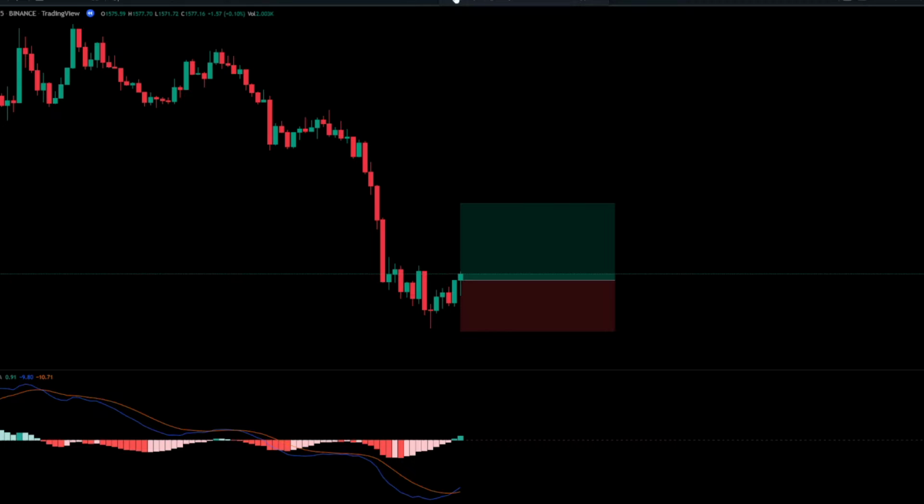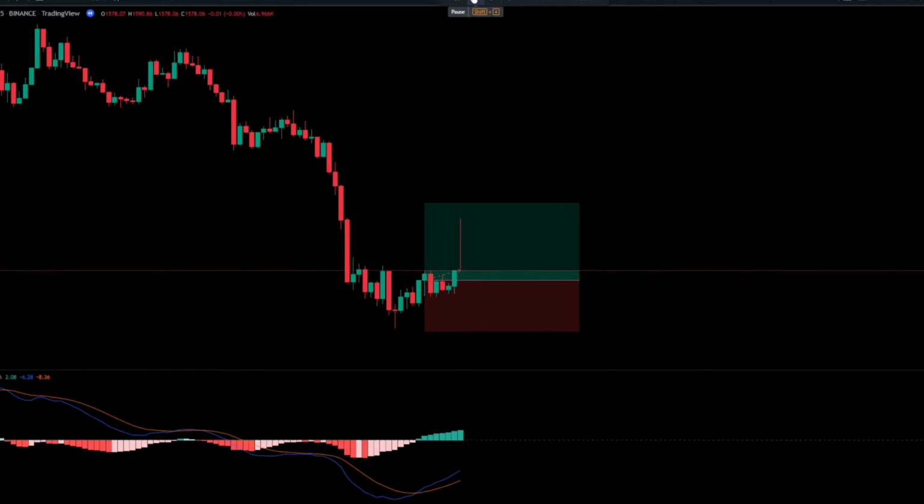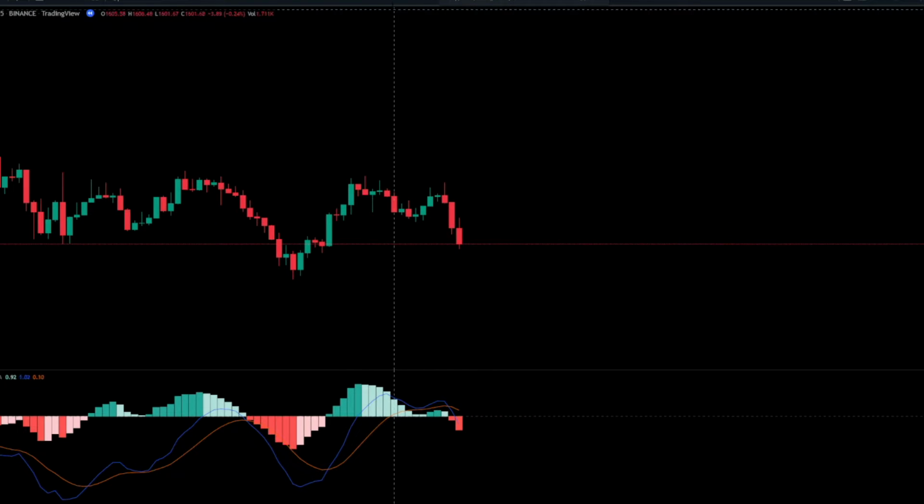Let's see how this trade goes. After a while it hits our target. Now let's take a look at the short trade examples.